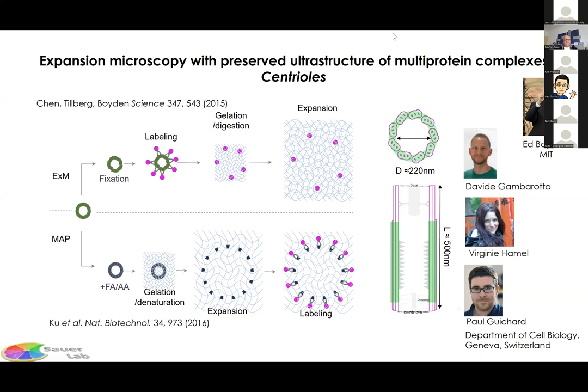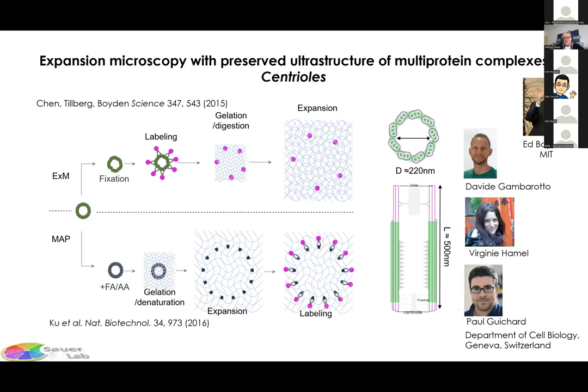So we tested different protocols at that time already. The pre-expansion protocol, shown here in the upper part, means that you fix your sample, you label, you link your labels into the polyacrylamide gel, you digest or denature the protein interactions, and then expand your sample for imaging. Or you do the labeling after expansion, but this requires that your protein epitopes have to survive the digestion process.